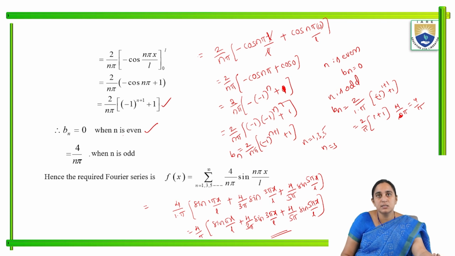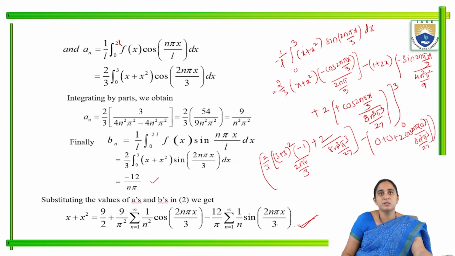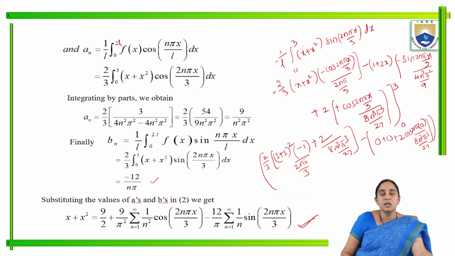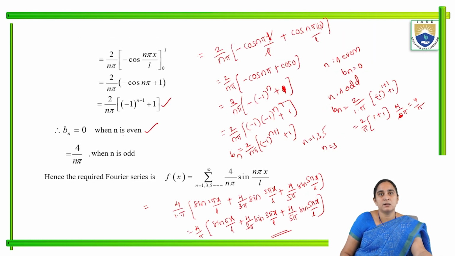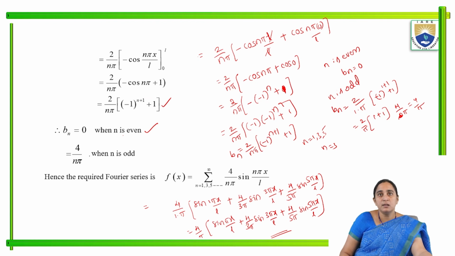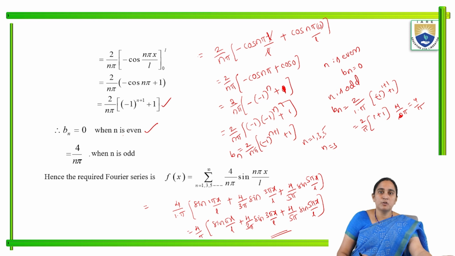What we discussed is the function f of x equal to 1 within the limits 0 to L. Similarly, you can do f of x as x plus x square in the 0 to 3 interval. This is the concept for the 0 to L Fourier series, and these are the problems in the 0 to L interval.